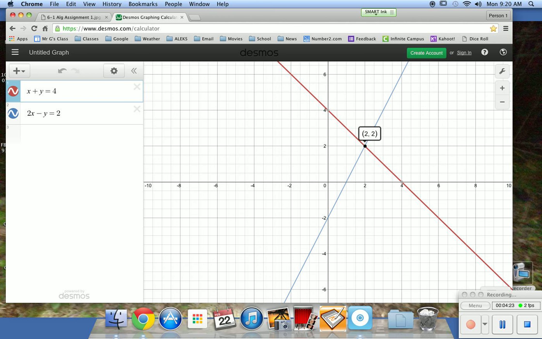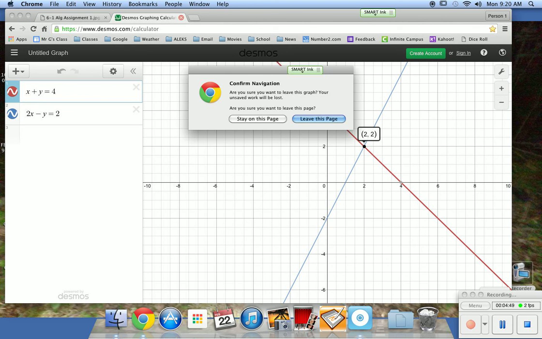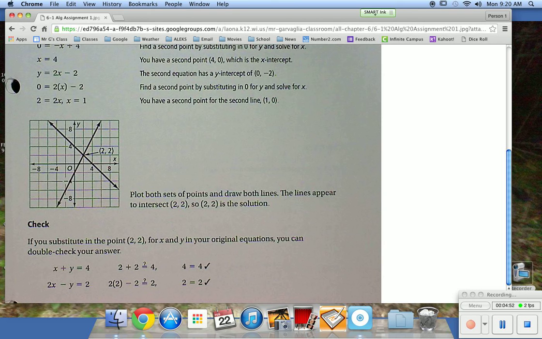Where do the two lines cross? That's the solution for the equation. My x is 2 and my y is 2. See how we solve this through graphing? That's literally what this section is all about, just solving it by graphing. Let's take a look. Here they did the graph, same graph we just did, and found 2, 2 as a solution.